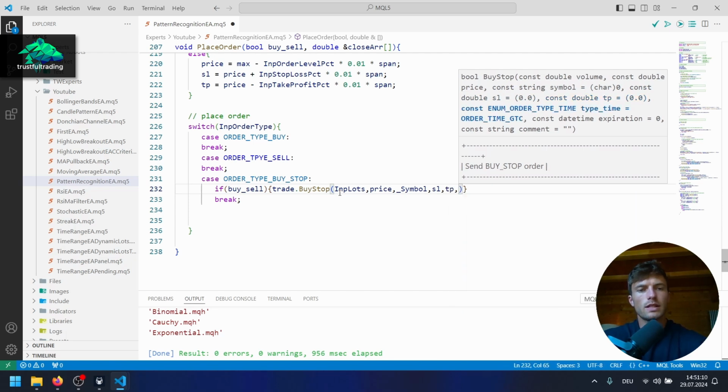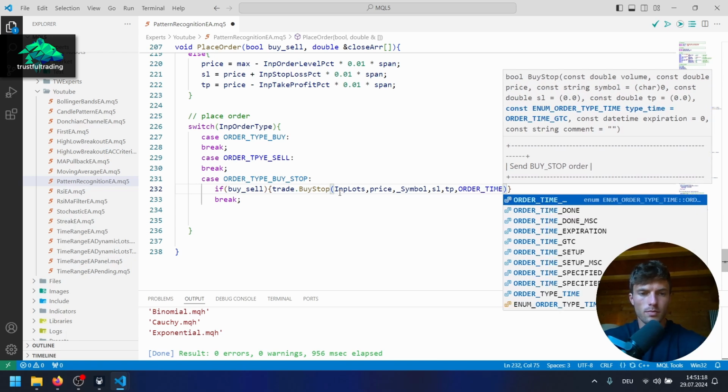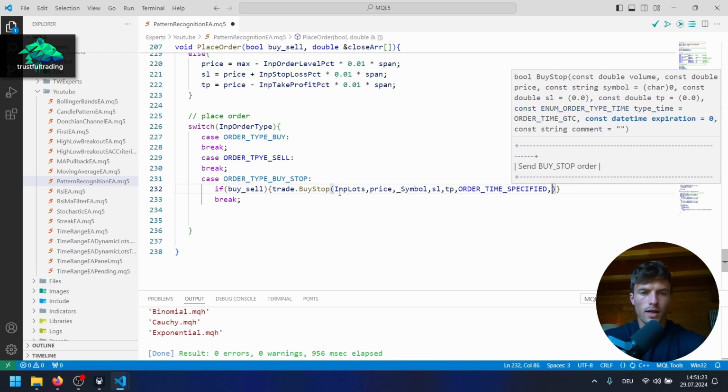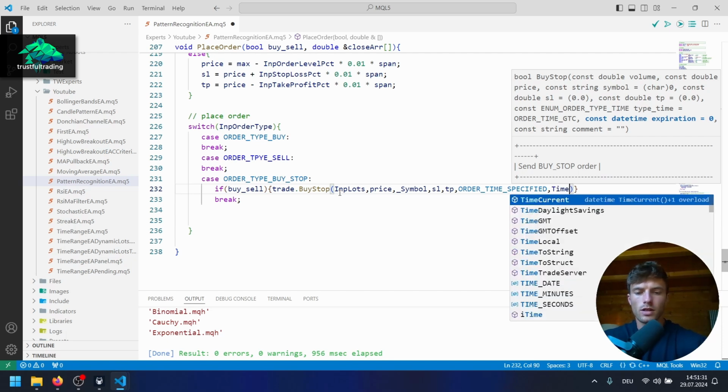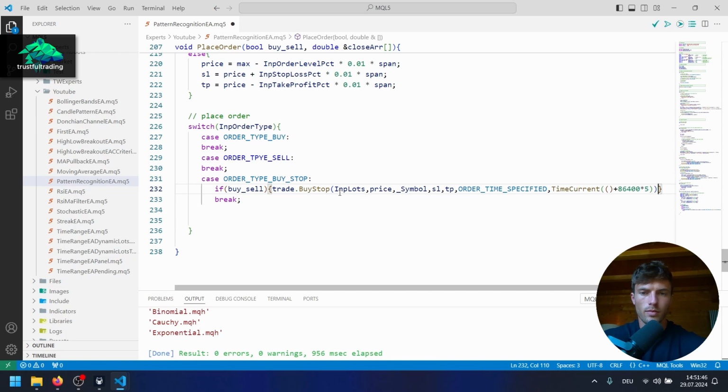Now for the expiration time, we say, what is it? Order time specified. And let's just say we want to delete the order after 5 days. So we just use time current here and we add 5 days. So 1 day is 86,400 seconds. We multiply this by 5. That's it. Okay.